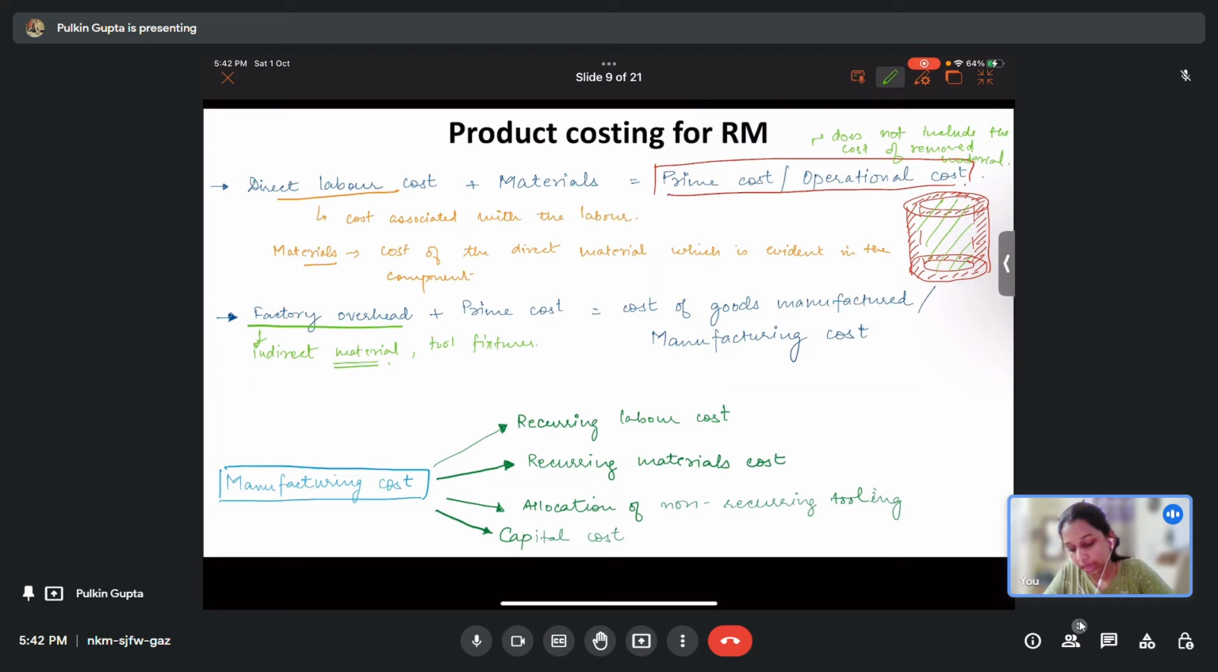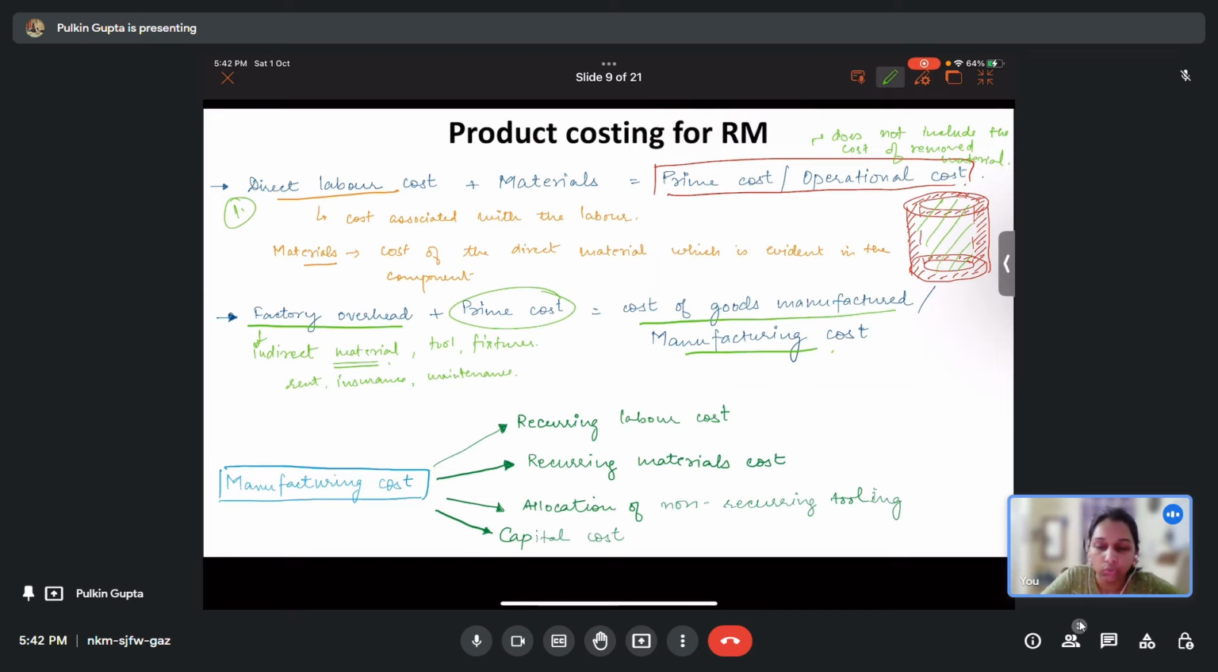etc. And then it contains the cost of your rent, insurance, factory maintenance, any kind of extra cost. And then this is your prime cost, that is part 1. Now altogether this forms the cost of the goods manufactured, or the total manufacturing cost.